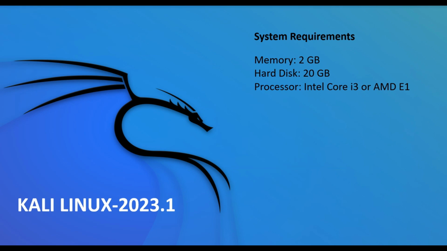There are some recommended system requirements to install Kali Linux. You should have 2 GB free RAM, 20 GB free space on your hard disk, and your processor should be Core i3 or higher. If it is from different vendors, it should be equivalent to Core i3.